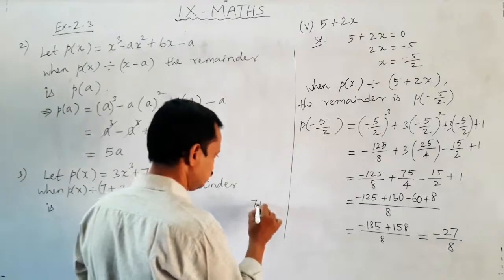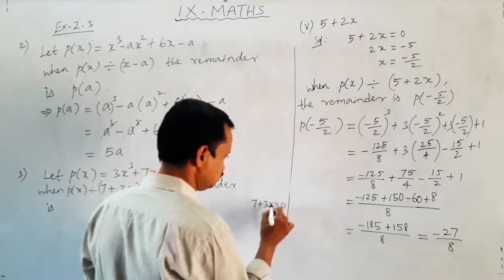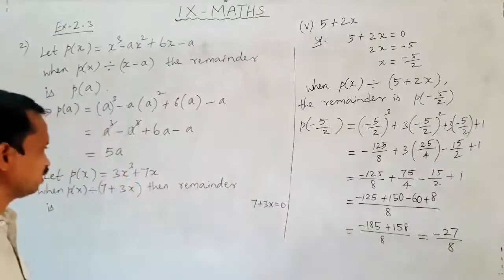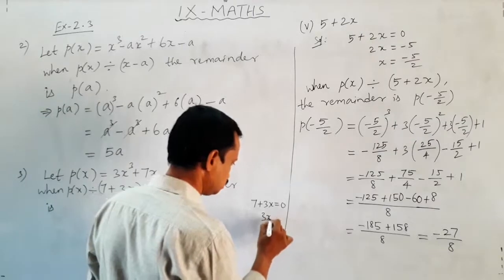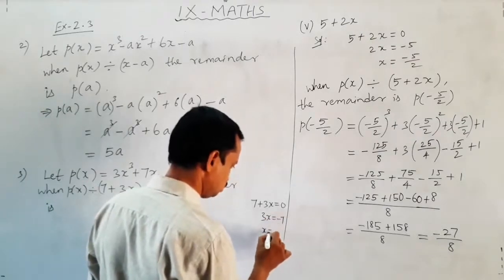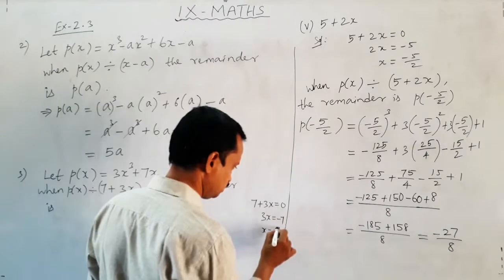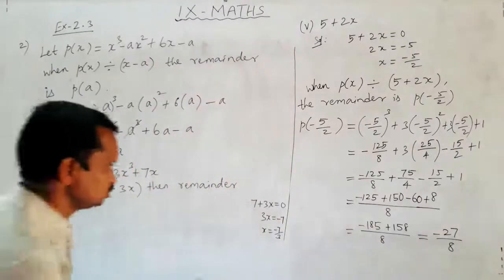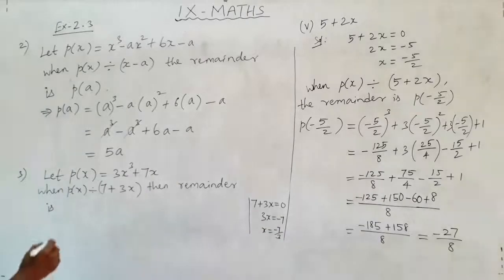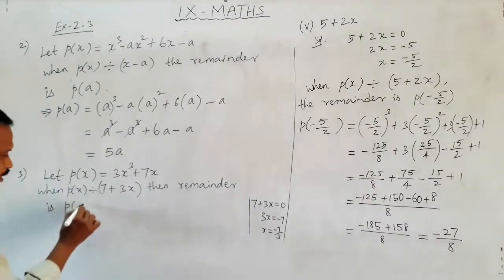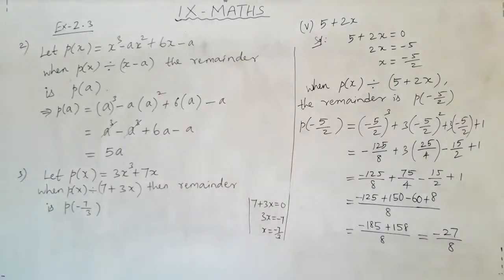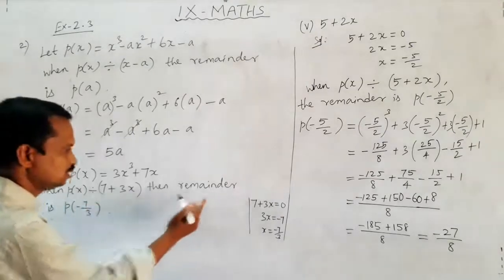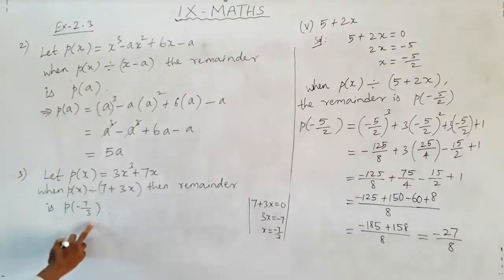So you have to equate 7 plus 3x equal to 0. The method of finding the zero: 7 plus 3x is equal to 0, so 3x equal to minus 7, so x equals minus 7 by 3. You know how to find this zero. So you can take p of minus 7 by 3. This is the remainder by the remainder theorem: when p of x is divided by 7 plus 3x, the remainder is p of minus 7 by 3.